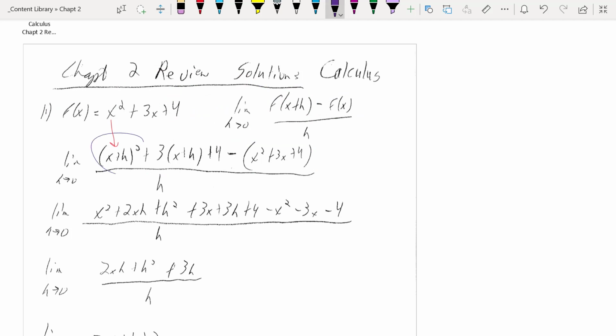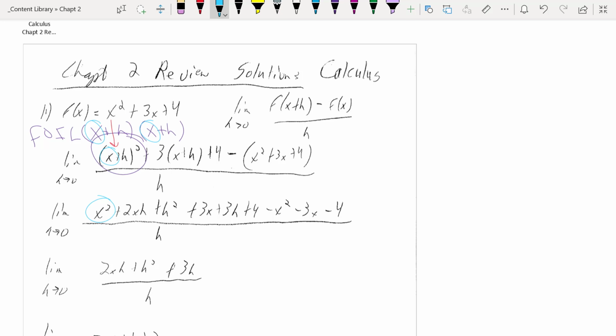As we're simplifying it, you notice we've got to take this x plus h and multiply that together first. Remember, that is actually x plus h times x plus h. Or in other words, I have to use FOIL: first, outside, inside, last. So my firsts in this equation are x times x, which gives us x squared.